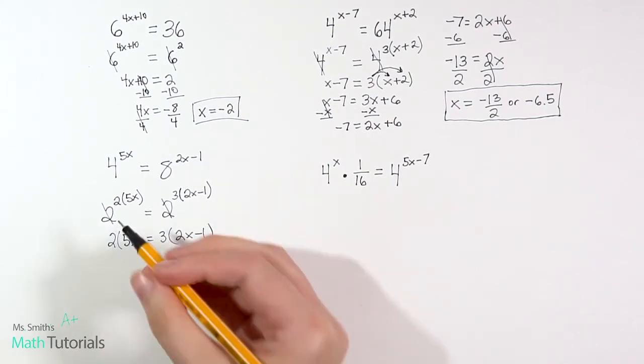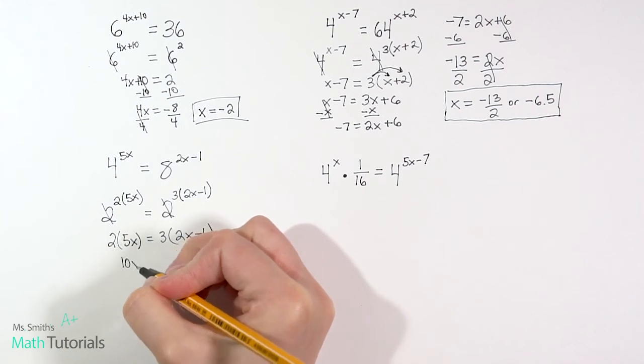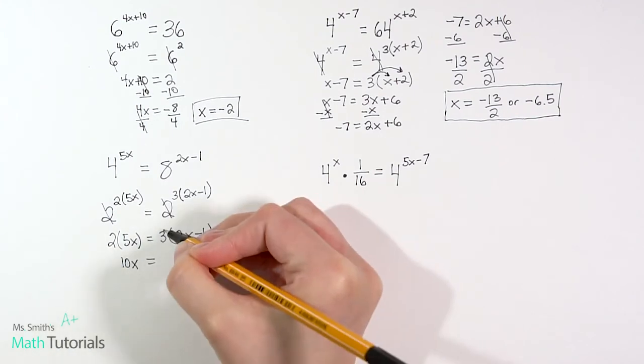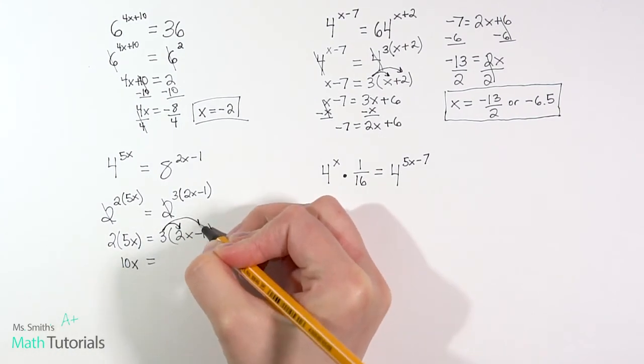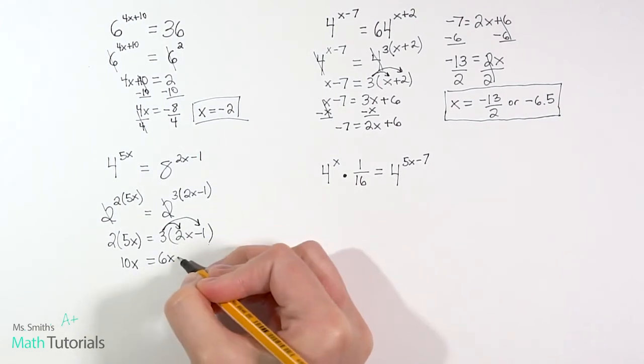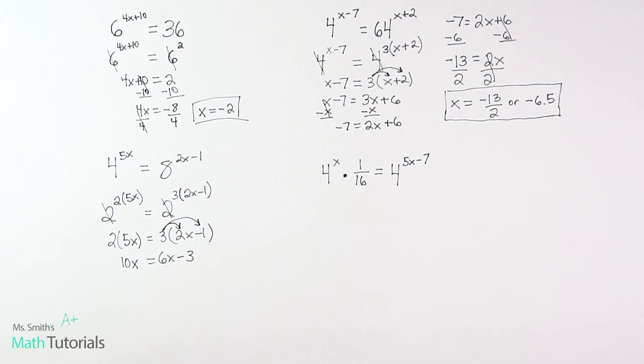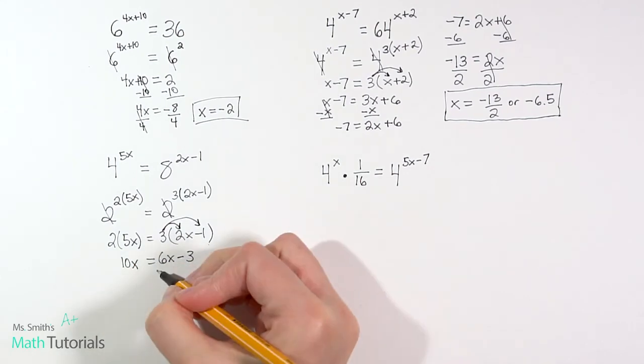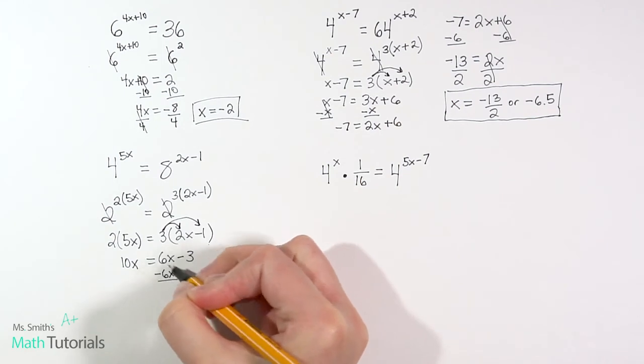So 2 times 5x is 10x equals, and then I've got to distribute this 3. So 3 times 2x is 6x. 3 times negative 1 is negative 3. I want to take my smaller x value and bring it to the larger x value. So I'm going to subtract 6.